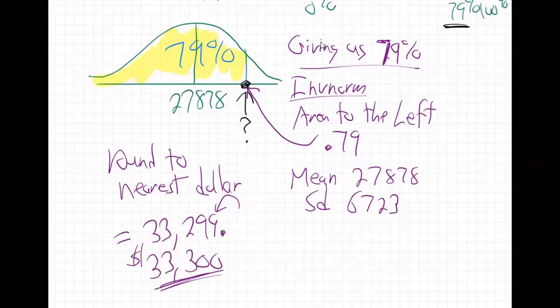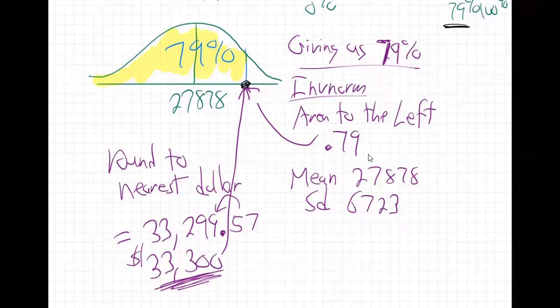Everybody see what happened there? I had 33,299 and 57 cents. So that's closer to 33,300 than it is to 33,299, right? That 57 cents is closer to the next dollar. So my answer would be $33,300. So that means right here, that spot is $33,300. That means that if you ranked the cost of the private colleges, 79% along the way would be a cost of $33,300. So if your college costs $33,300, it's more expensive than 79% of other private colleges.